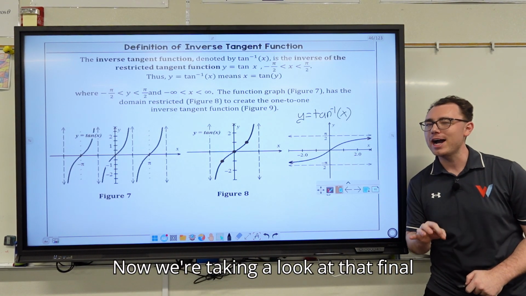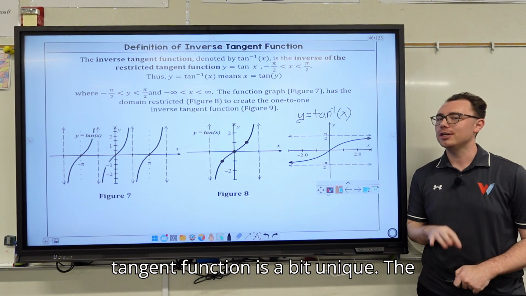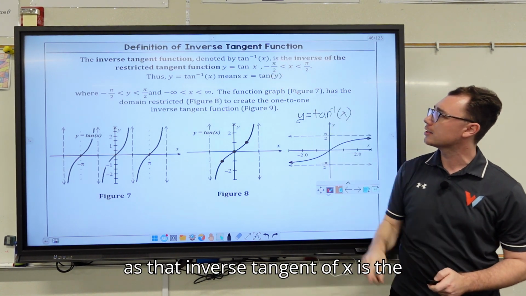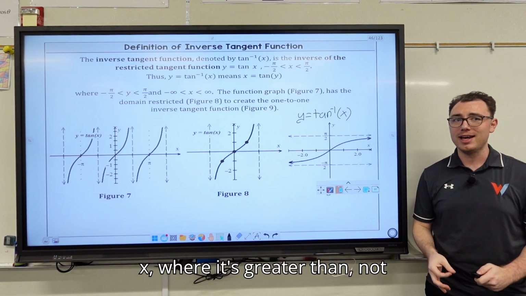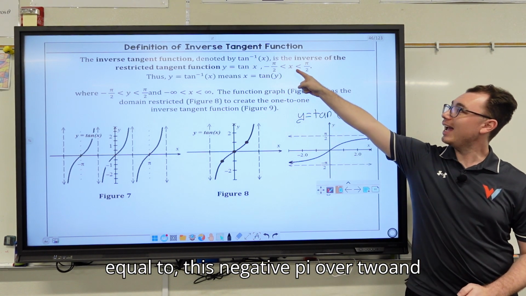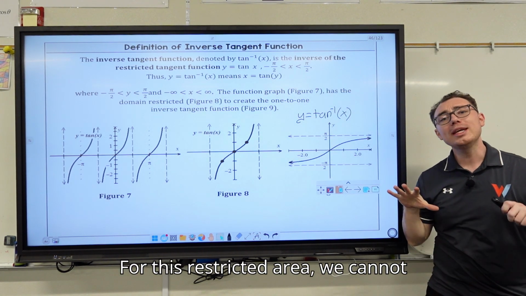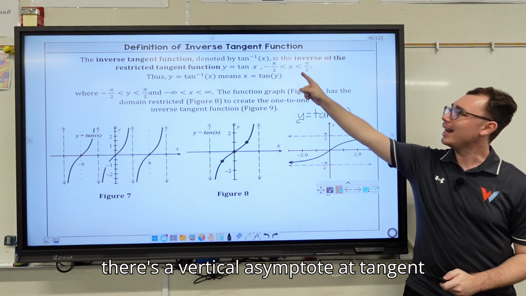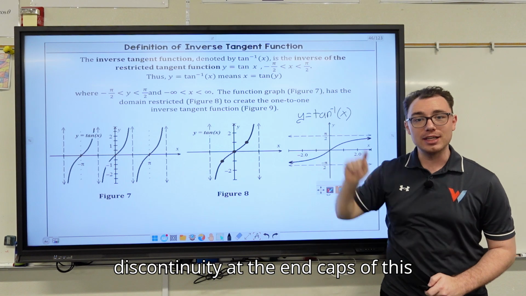Now we're taking a look at that final trigonometric function, the definition of the inverse tangent function. The inverse tangent function is a bit unique. The inverse tangent function is still denoted as inverse tangent of x, which is the inverse of the restricted tangent function where y is equal to tangent of x, where x is greater than, not equal to, negative pi over 2 and less than, not equal to, pi over 2. For this restricted area, we cannot include these two end caps here because there's a vertical asymptote of tangent of x at those locations. So we have a discontinuity at the end caps of this domain.